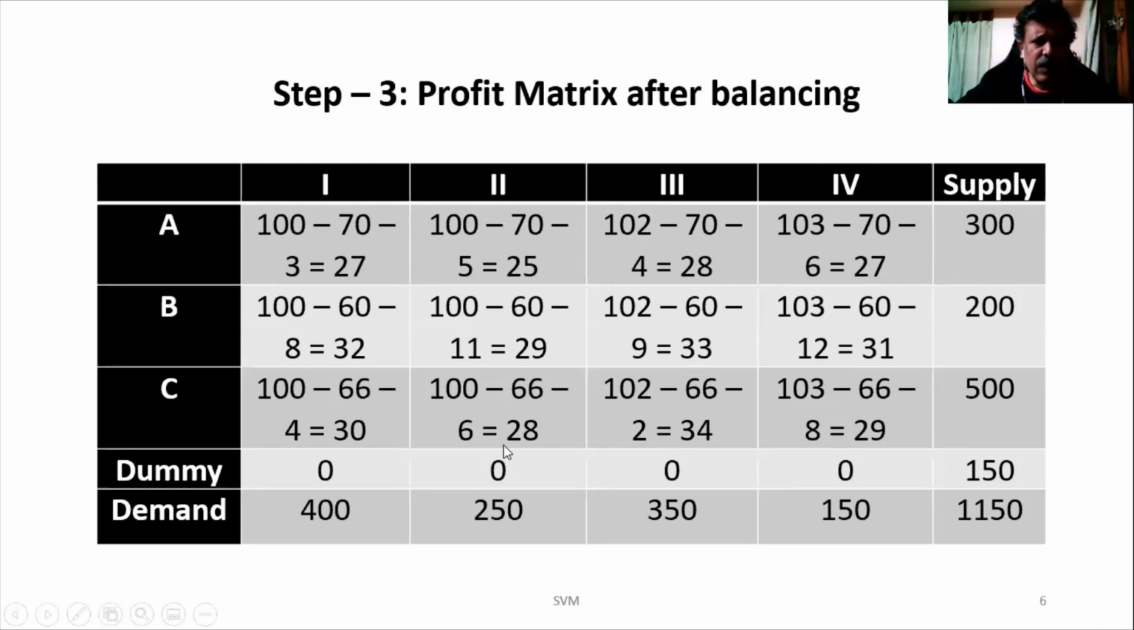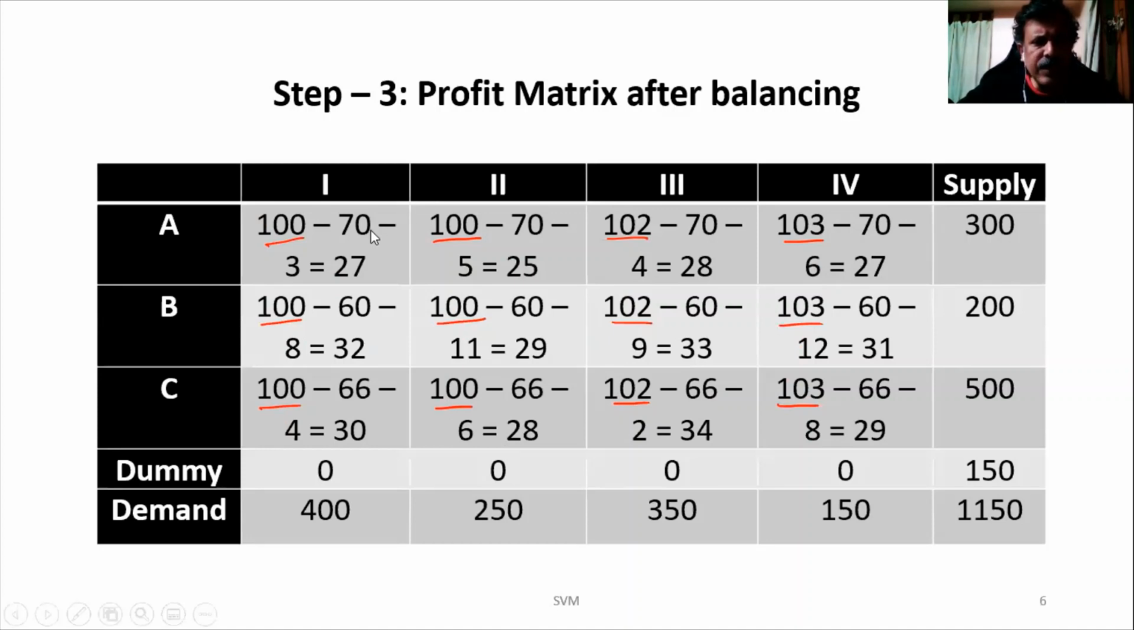So for consumer 1, the price offered, if we know it is 100, this is whatever I'm marking here, that is your price offered. So for consumer 1, it is 100 rupees. For consumer 2, it is again 100 rupees price offered. For consumer 3, it is offered as 102. And for consumer 4, it is 103. So that is the base. I mean, that is the price which is going to be offered.